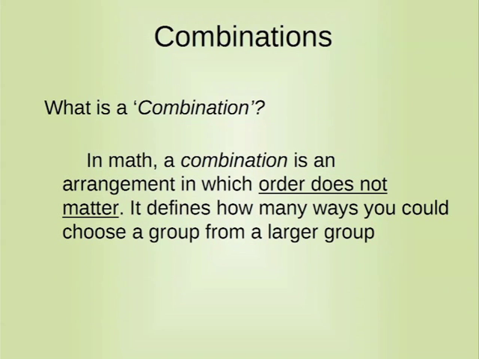Alright, now let's move on to combinations. What exactly is a combination and how does it differ from a permutation? Well, in math, a combination is an arrangement in which order does not matter, and this is important. This is the main factor that creates a difference between permutations and combinations. And it defines how many ways you can choose a group from a larger group. So, like our second question in our examples, how many ways can you choose 3 people out of 4?